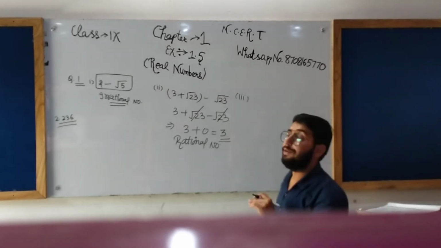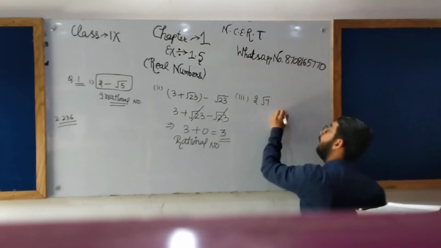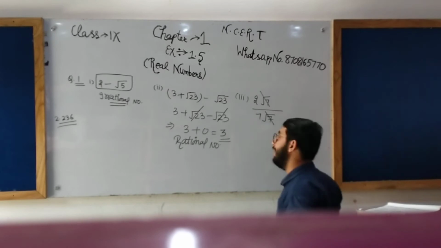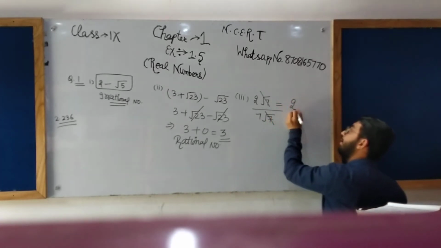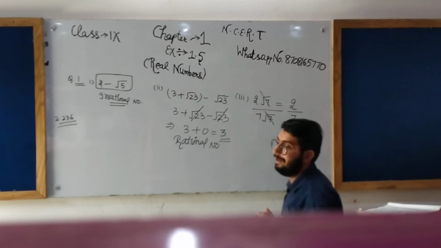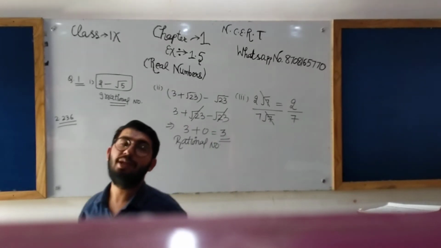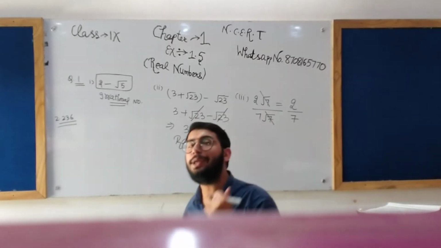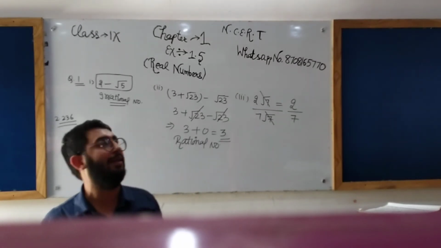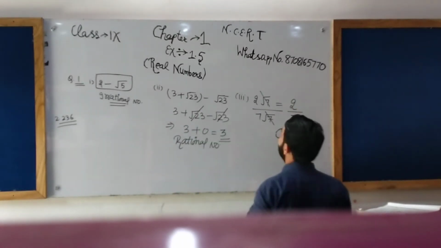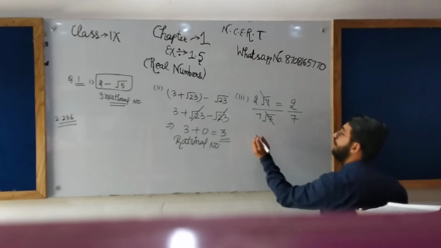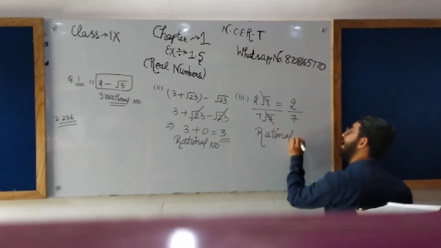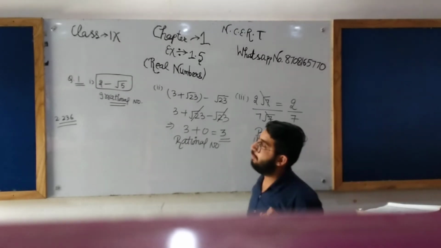2 root 7 over 7 root 7. Root 7 gets neutralized, gets cancelled. Okay. Then the remaining is 2 by 7. 2 by 7 is a number which is already written in the form P by Q, that is numerator over denominator, where 2 and 7 are both integers and 7 is not equal to 0. Therefore 2 by 7 is a rational number.